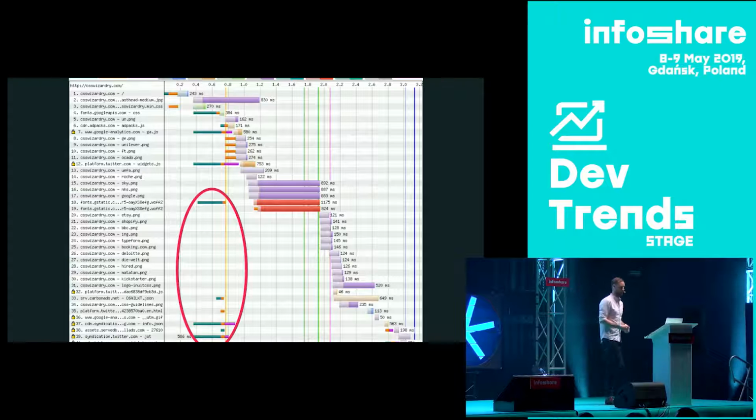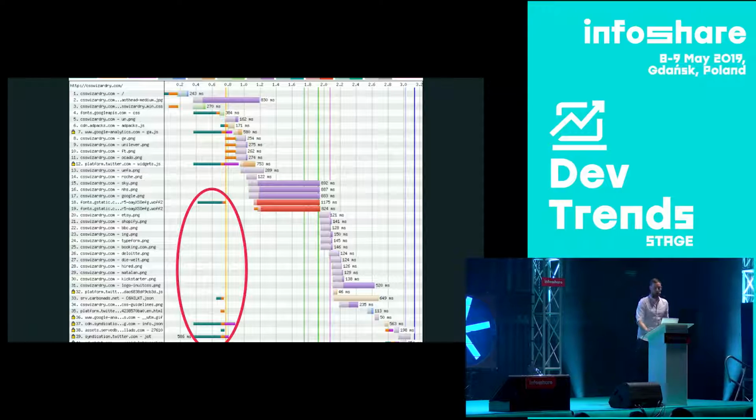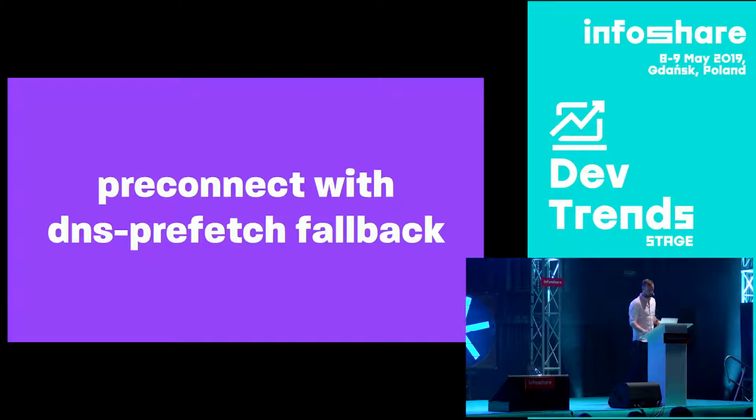Much, much, much quicker. If you want to capture really good browser support, much older browsers, you probably want to do a preconnect with a DNS-prefetch fallback. This syntax is completely valid, and it's a very nice and tidy way of doing it.